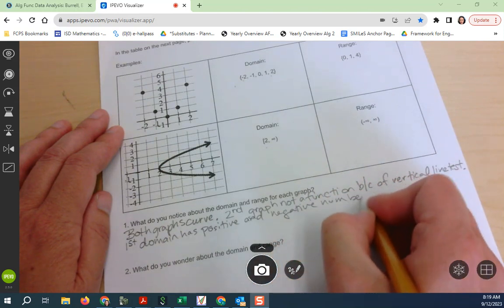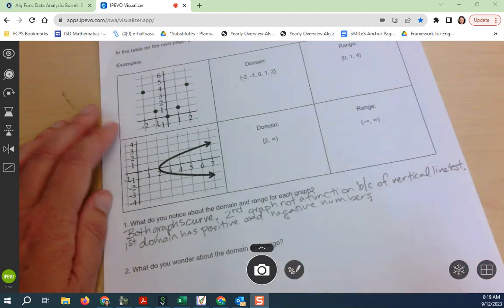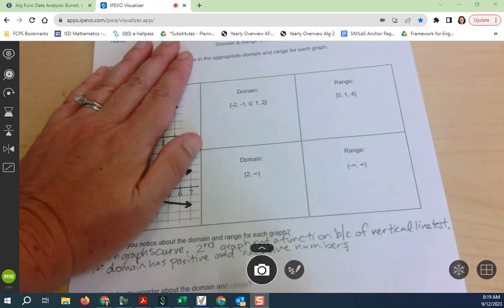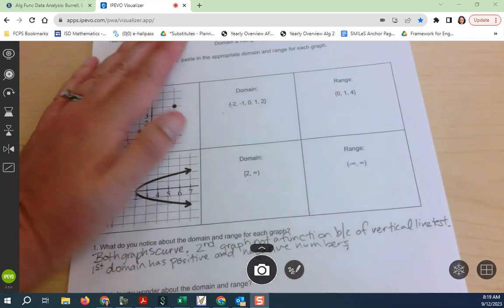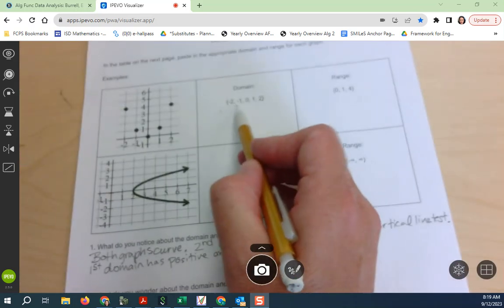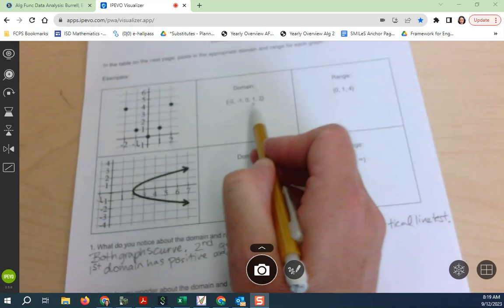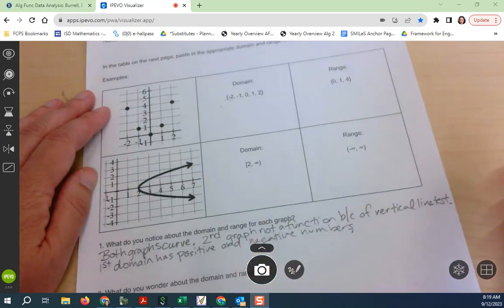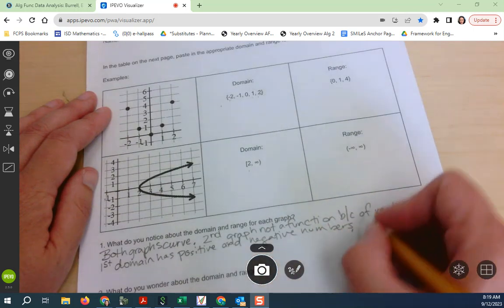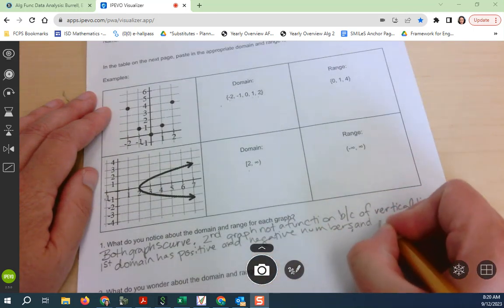Okay. Jaden and Enrique, remember, I want you to share something about the domains and ranges. It could be something that you notice or wonder. Go ahead. Domain is adding pattern. So Enrique and Jaden notice that there's an adding pattern in this domain, right? That is going up 1 each time. Okay. So I'm going to add that to this one. First domain has positive and negative numbers and an adding pattern.